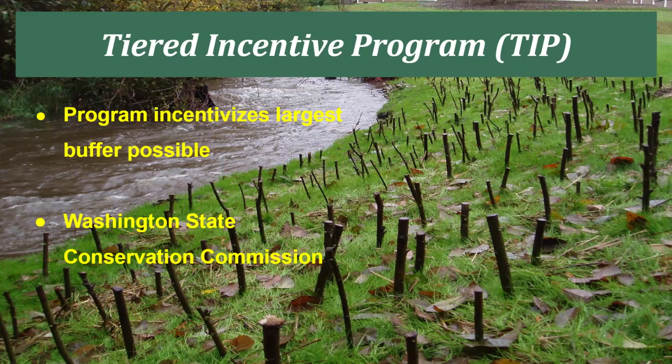But the main difference between the TIP program and the CREP program is that the TIP program actually incentivizes the largest buffer possible. And so you can go much further than 180 feet as a buffer size, and a landowner can be paid the additional extra as well. So the larger buffer you do, the larger incentive payment you get.